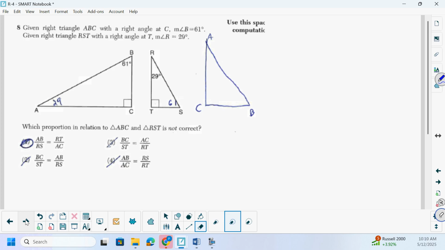So this one we're looking for a proportion that's not correct. If we start with the first option, we've got AB, which is a hypotenuse, over RS, which is a hypotenuse. So if this is going to be correct, the right side of the proportion should be something from ABC matching something from RST. Well, the next one they gave us was RT. So it's not even coming from the correct triangle to be set up properly. So that's why option one is our choice that was not a correct proportion.